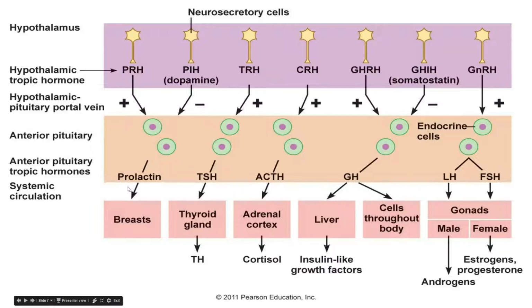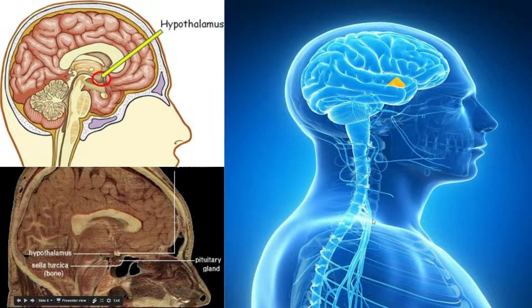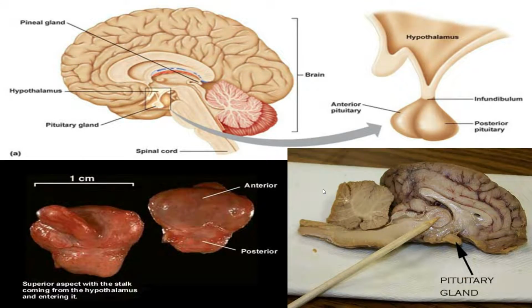Here's some of the chemical reactions that go on. The hypothalamus secreting these hormones to the anterior pituitary, which would tell these glands and organs to secrete these hormones. Here's some pictures of the hypothalamus. Here's some pictures of the anterior and posterior pituitary glands. Here's a picture of the infundibulum, which connects the hypothalamus and anterior and posterior pituitary. When the hypothalamus secretes, it passes through here.